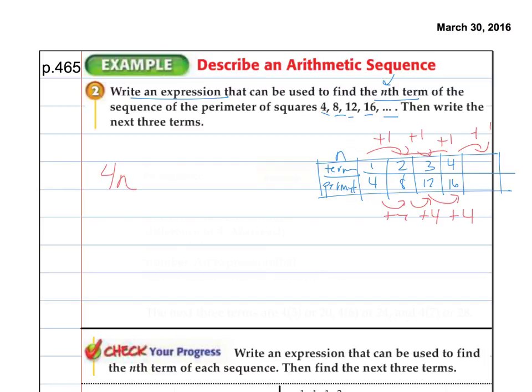Well, repeatedly adding 4 is represented by multiplication. So we can represent that by 4n. And since we're starting with 4, we can determine that we're going to keep going up by 4. So we can figure out the next 3 terms. We could figure out that the 5th term is 4 times 5, which is 20. The 6th term would be 4 times 6, which is 24. And the 7th term would be 4 times 7, which would be 28.